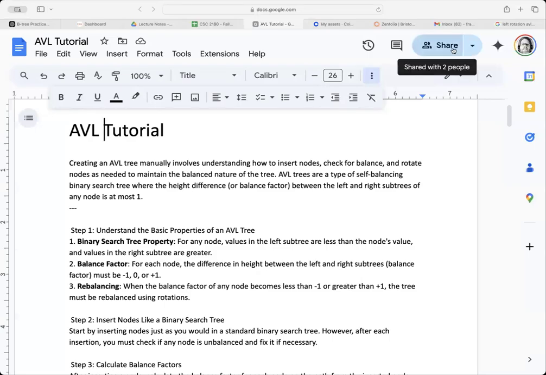So I've had some further questions about AVL trees, how they work, and how to do the homework, the ones by hand, and also the program. So I went ahead and I put together this video as a tutorial. There's also this guide here that I will save as a PDF and post it to Canvas as well.